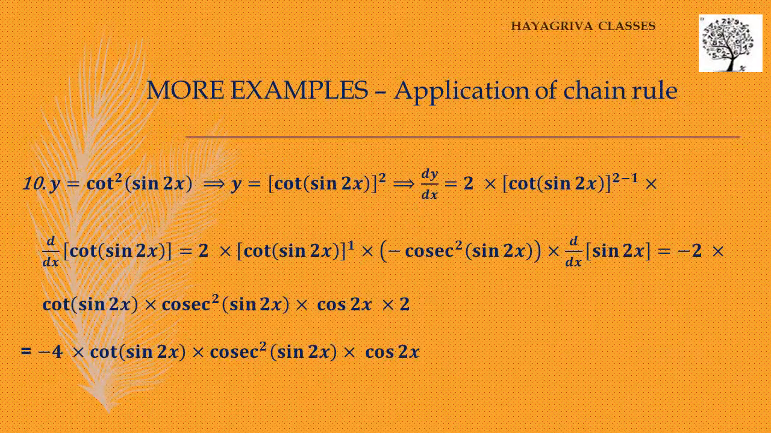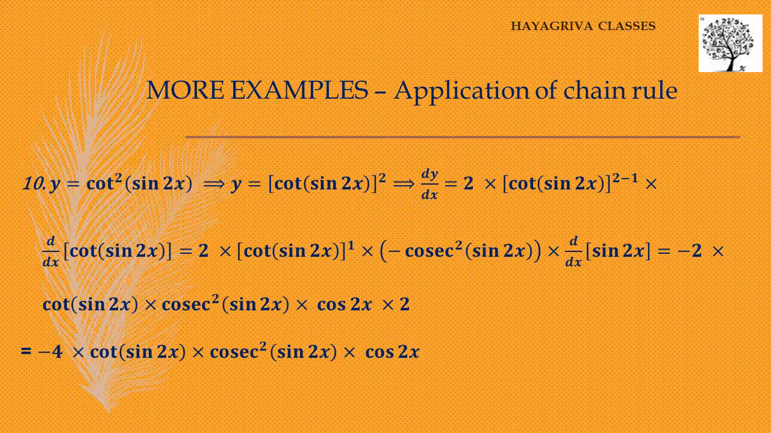Next, let us apply the chain rule to one more problem which is slightly complicated. y is equal to cot square of sin 2x. So I'll write this first as cot of sin 2x the whole square. So first x power n, so n into x power n minus 1. Now what do we have instead of x? Cot of sin 2x. So cot theta, differentiation of cot x is minus cosecant square x.